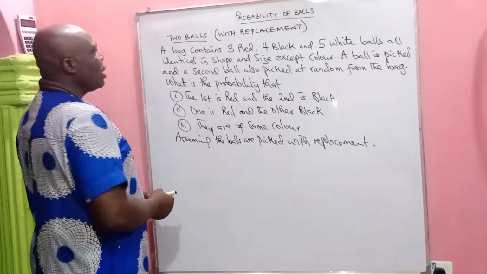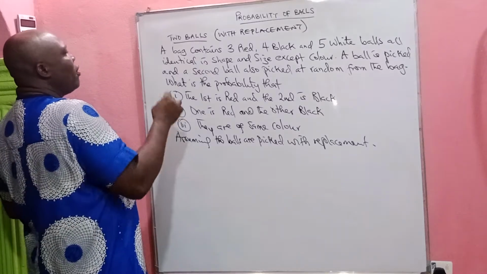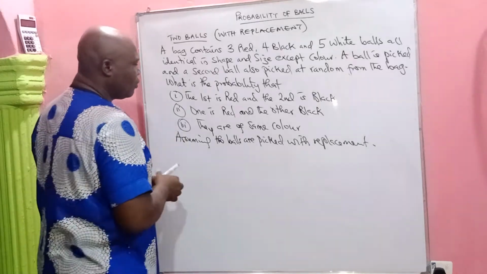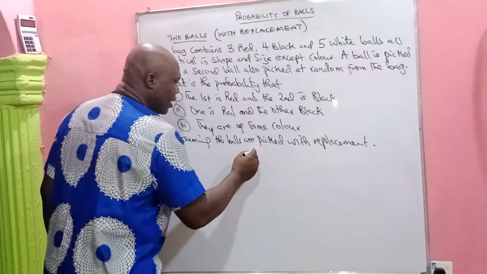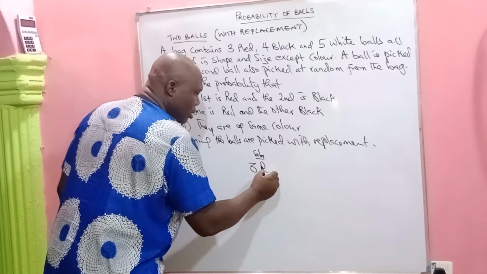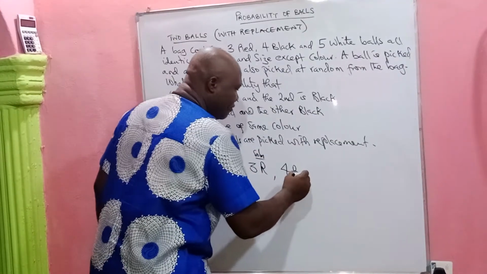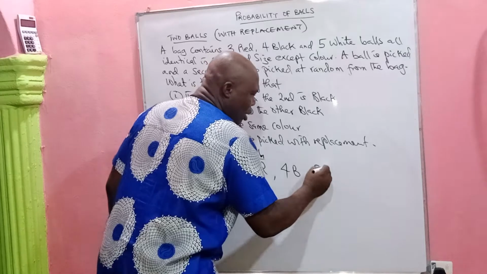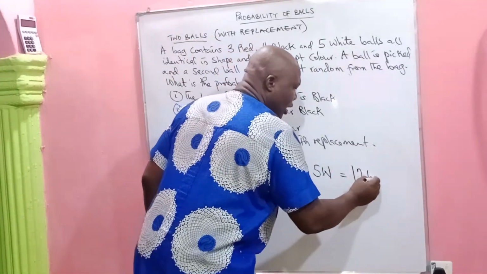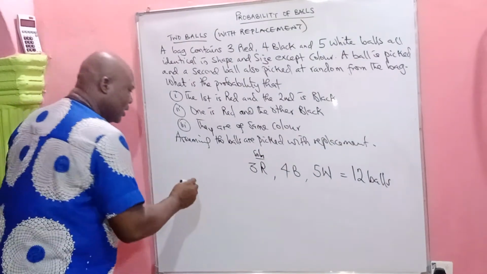All right, solution. Now understand that in this bag, there are 3, 4, and 5 different colors of balls that gives us a total of 12. So let's pick them out. So we have 3 red, then we have 4 black, and then 5 white balls. And so the total is 3 plus 4, 7 plus 5, and that's 12 balls. There are 12 balls in that bag. We want to pick them one after the other with replacement.